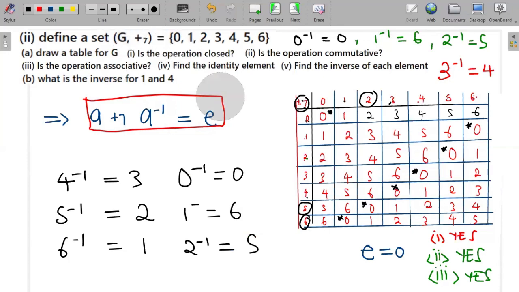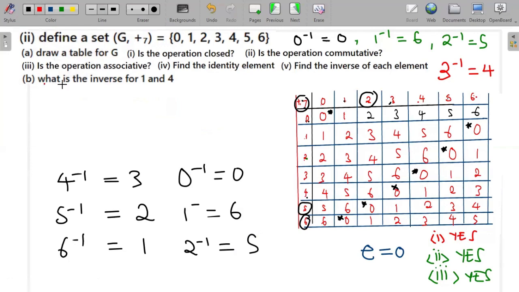Okay, so simply meaning that this other question that was saying find the inverse of 1 and 4, we've already answered it. So the inverse of 1 is 6. And then the inverse of 4 is 3. All right, so that's how we can answer this question. I hope you've actually learned a lot.